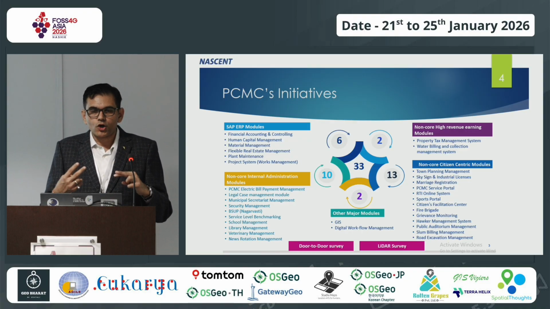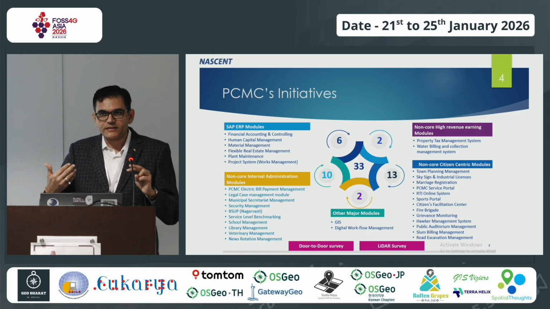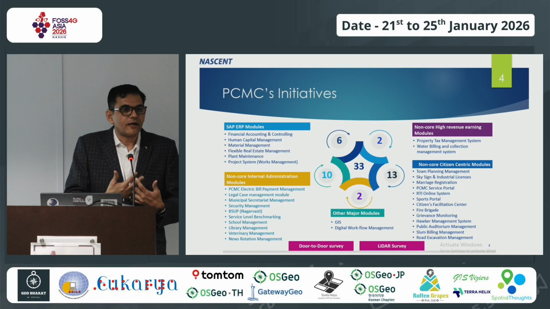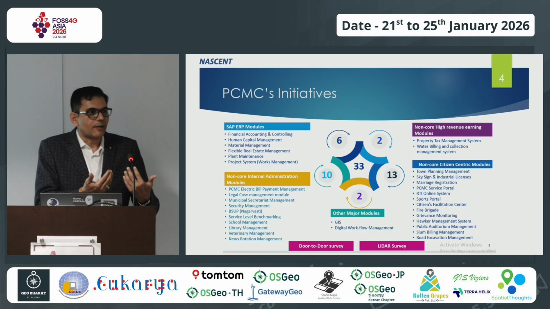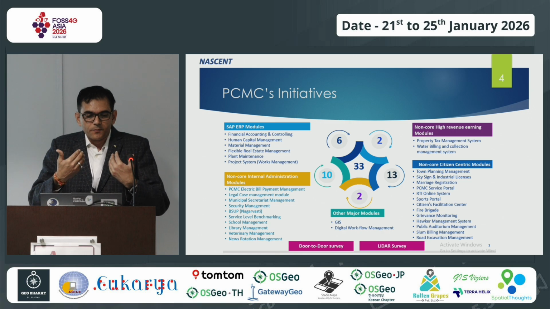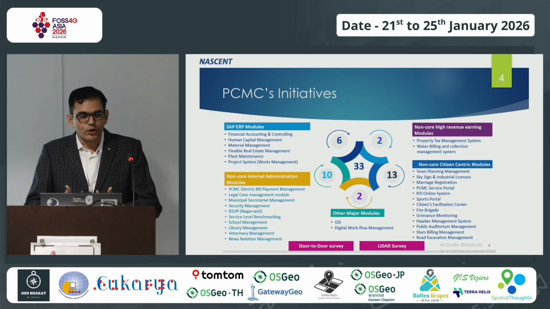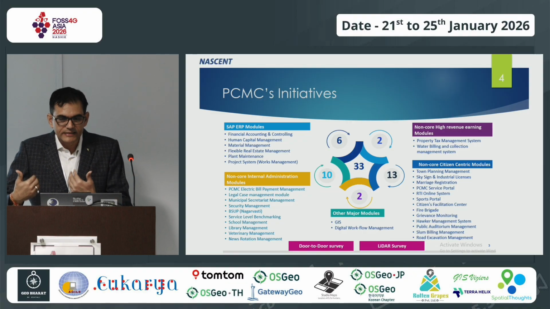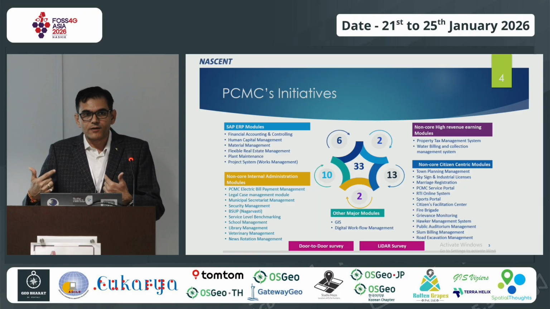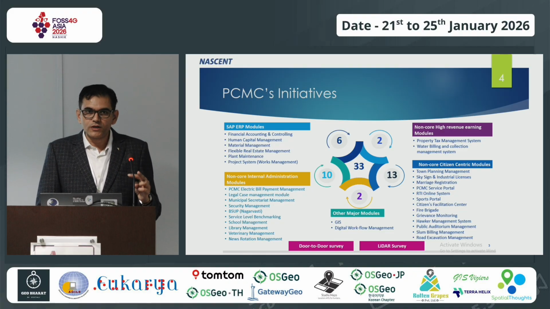As far as the non-core part is concerned, they have divided it into two categories. One is for internal administration, wherein department people will get some kind of services and solutions which they can use. In the internal administration module, there are 10 modules, and in the citizen-centric module, there are 13 modules. These 13 citizen-centric modules are wherein citizens can get benefited. There were also 2 high-revenue modules.